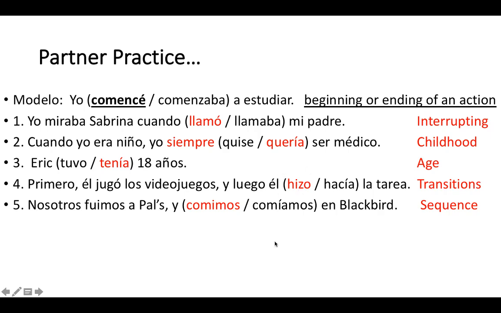Okay, and then number 5, nosotros fuimos a Pal's y comer en Blackbird. So we went to Pal's and then we ate at Blackbird. That's obviously a sequence of events, and they're both translated in the past as one-time actions. We went to Pal's, we ate at Blackbird. Sequence of events, comimos. Okay, guys, that is everything that I have for you.